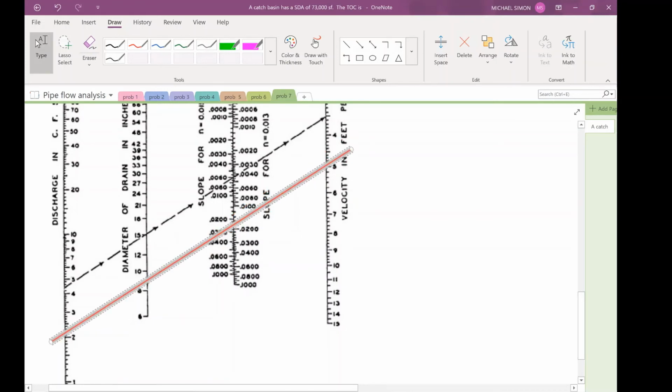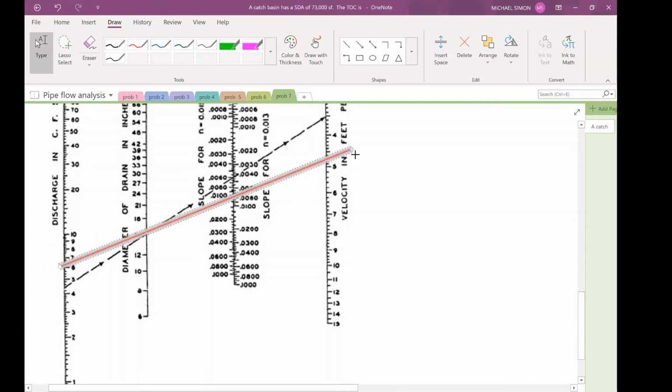And when I do that, I get a diameter of 9 inches. Now that pipe is way too small. We need to be at least at 12 inches and ideally at 15 inches. So what I'm going to do on this one is I'm going to keep my slope at 0.02. See if this works.